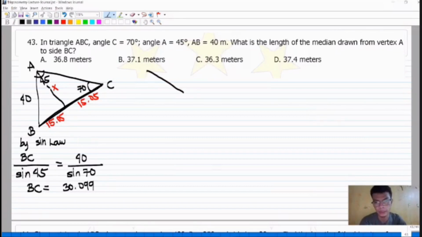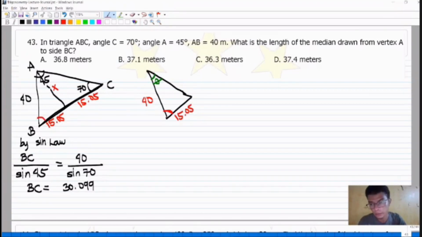Hatiin natin yung triangle into two parts. Sabihin natin na ito ay naging angle theta na, kasi hindi pa tayo sure kung gaano kalaki ang magiging angle nito. Hindi siya mahahati, yung 45 degrees, hindi siya mahahati sa dalawa. Pero sure tayo na ang haba nito is 40, and ito naman is 15.05.